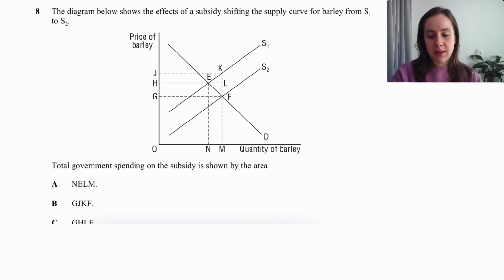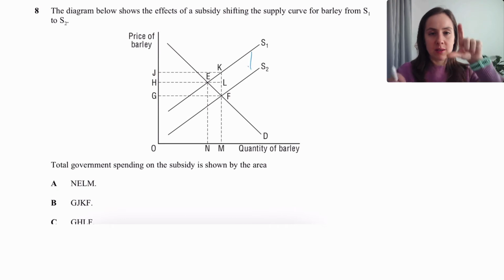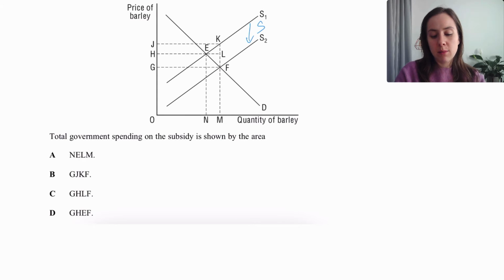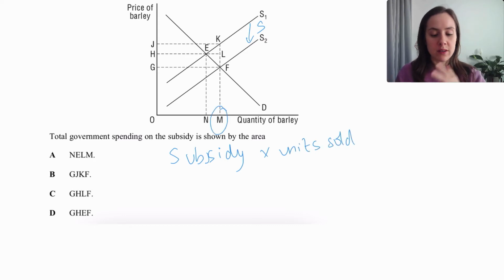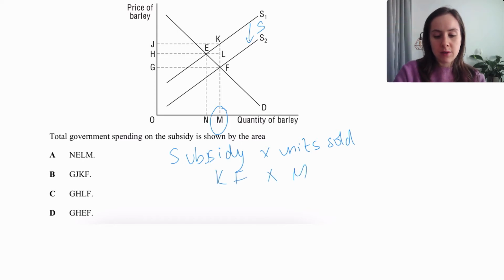We've got a subsidy. The subsidy is going to be the distance between S1 and S2. And we can work out how much has been spent by working out how many units have been given a subsidy. So the units sold are going to be M with the subsidy. So we're looking at M times the vertical gap, which is KF. So I'm looking for all of this area, which is B.